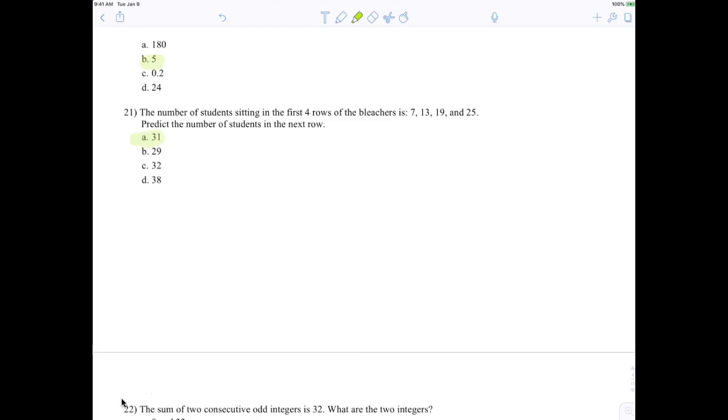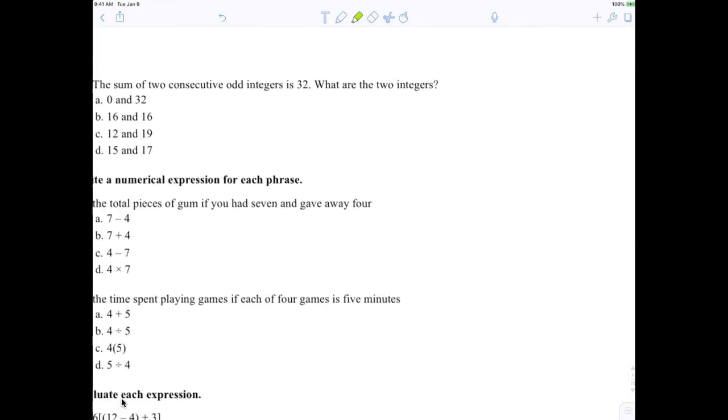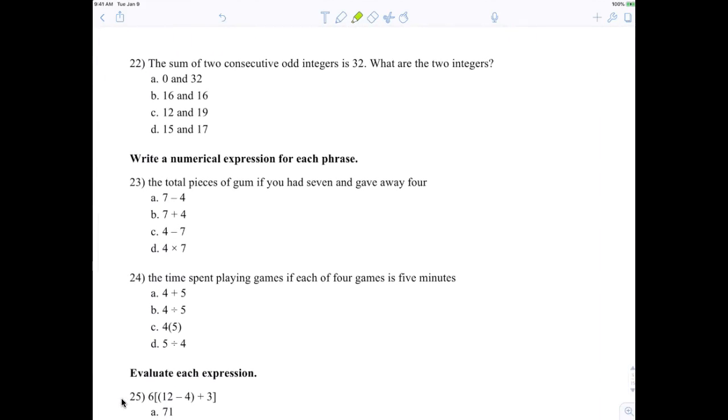Because we're just doing what? Adding 6, right? All right. What about 22? Now this one, you don't know how to do it mathematically, but you should be able to say, the only one with odd numbers is what? D. Come on, man. The only ones with odd numbers are D. Because 0 and 32 are what? Even. 16 and 16 is what? Even. 12 is what? So that's what we're going to teach you how to take standardized tests better.